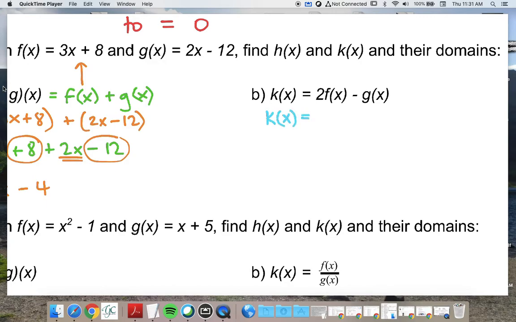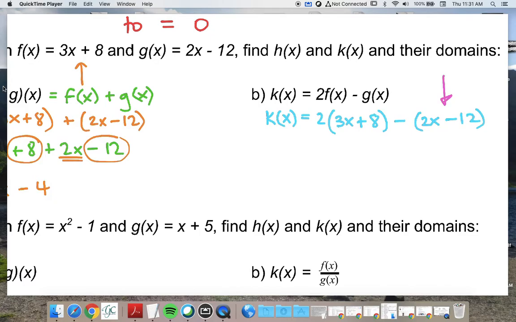So k of x is equal to 2 times f of x. So I'm going to have 2, and then in parentheses I'm going to plug in 3x plus 8, and then we are subtracting g of x. So we're subtracting 2x minus 12, and especially when you're subtracting, putting that second function in parentheses is super important.